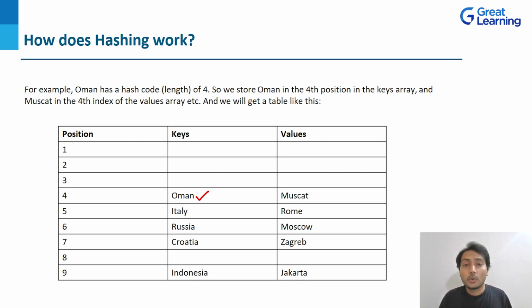Now in this example, to keep it very simple, what I've done is I've considered the count of the letters in that particular country name as the index value or the hash code.